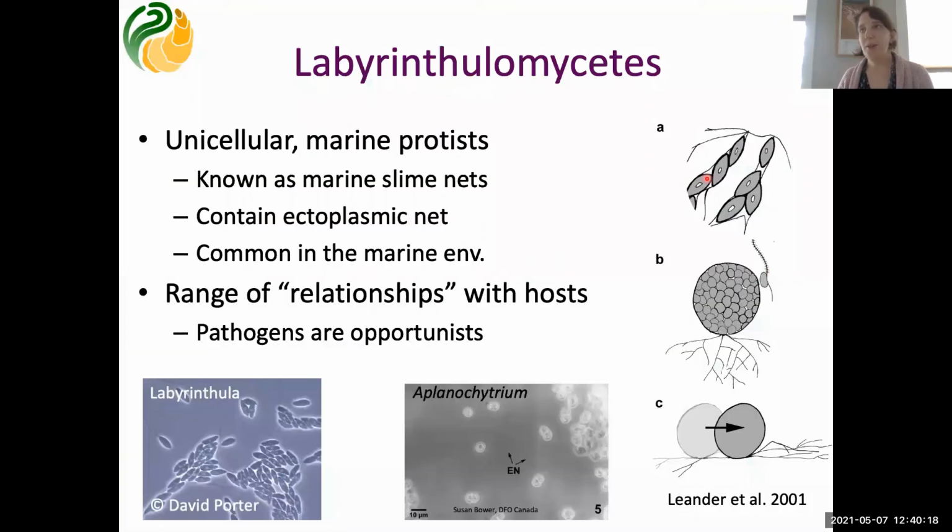So what are the Labyrinthulomycetes? Well, Sabrina told us much better earlier this week, but they are unicellular marine protists. They're often known as marine slime nets, containing an ectoplasmic net. This is our Labyrinthula on the top, the thraustochytrids, and then the aplanochytrids. And they're common in the marine environment, and they have a wide range of relationships with hosts. I mean, they can range from being commensal to pathogenic. And the pathogens are considered to be opportunists.